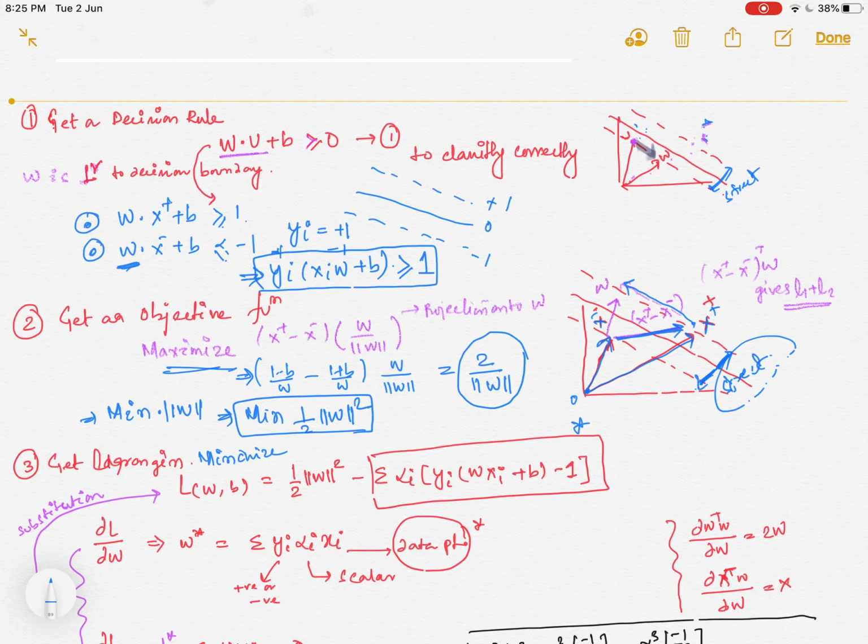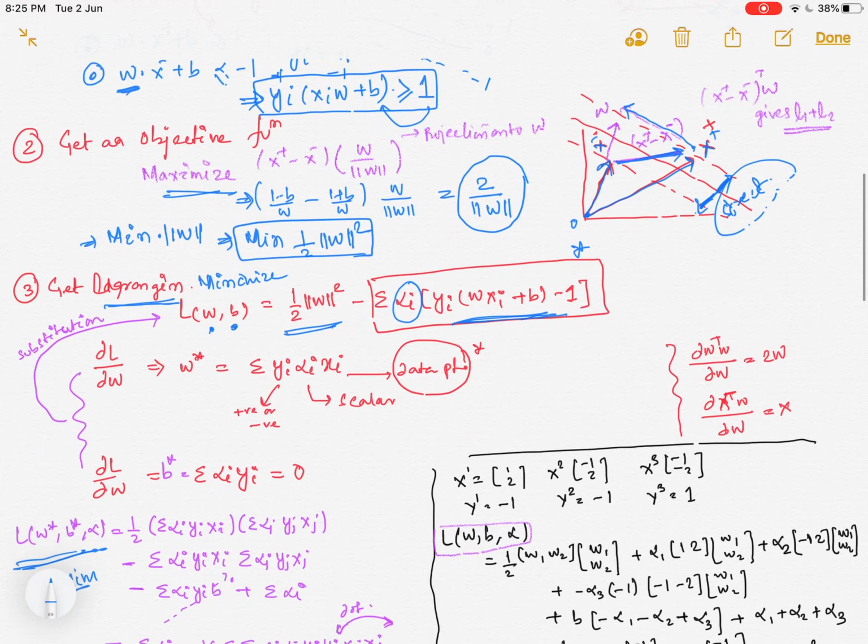So our objective function is to minimize 1 by 2 mod w, and at the same time we have the constraint of yi multiplied with (xi w plus b) greater than or equal to 1. Once we have the objective function and the constraint, we take the Lagrangian. Lagrangian says that L of w, b, these are the two variables we will be differentiating with respect to, is nothing but the objective function minus alpha times the constraint, where alpha is the Lagrangian multiplier. We take the minus 1 to the left and write it over here.